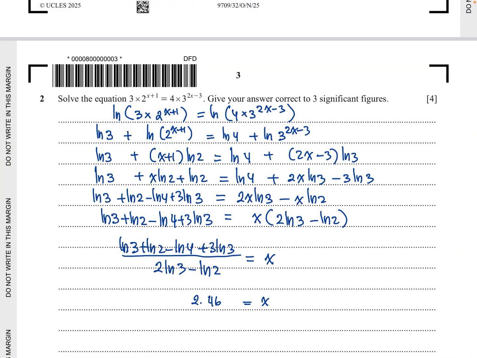Question 2. Solve the equation 3 times 2 to the power of x plus 1 equals 4 times 3 to the power of 2x minus 3. Give your answer correct to 3 significant figures.